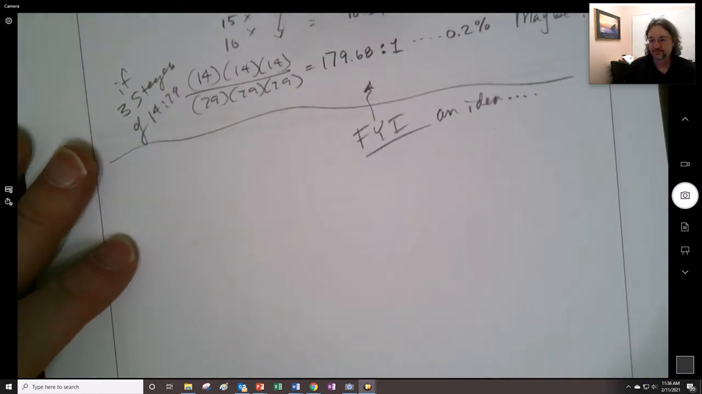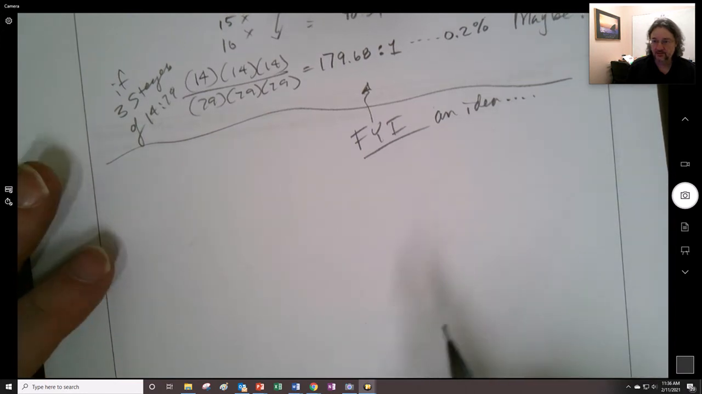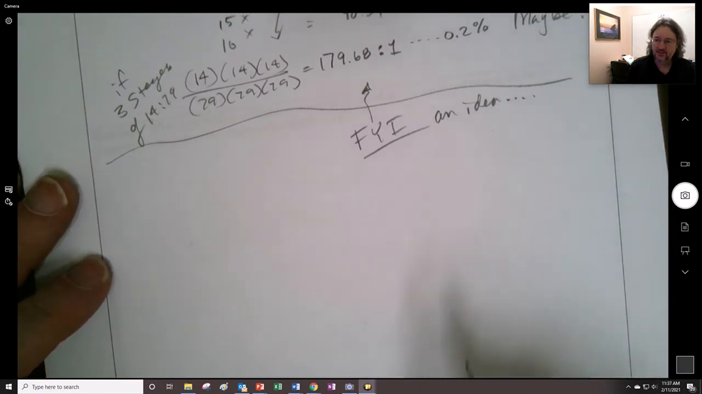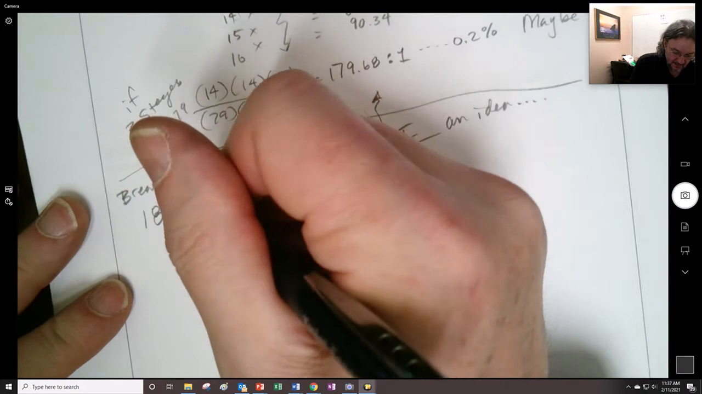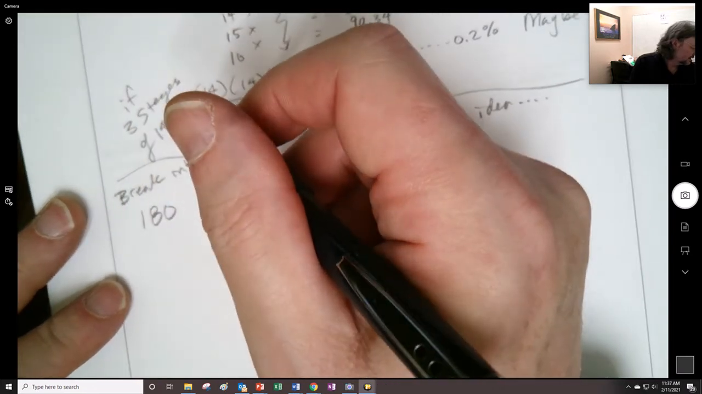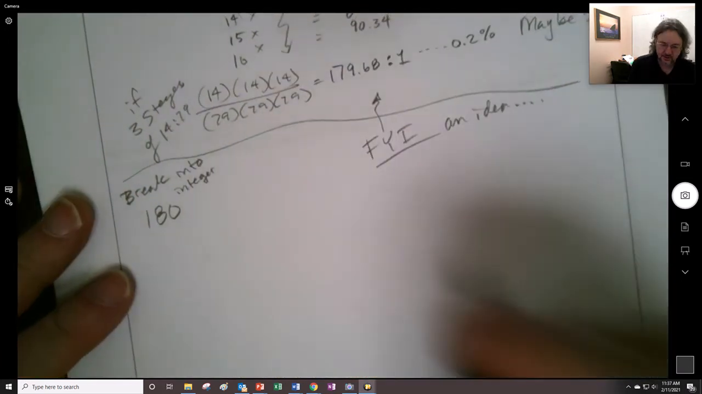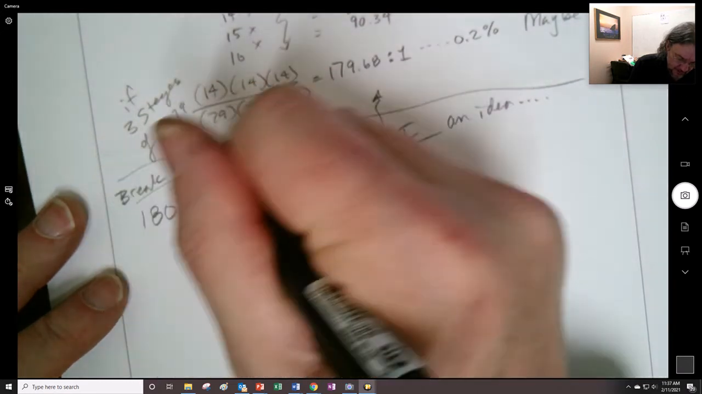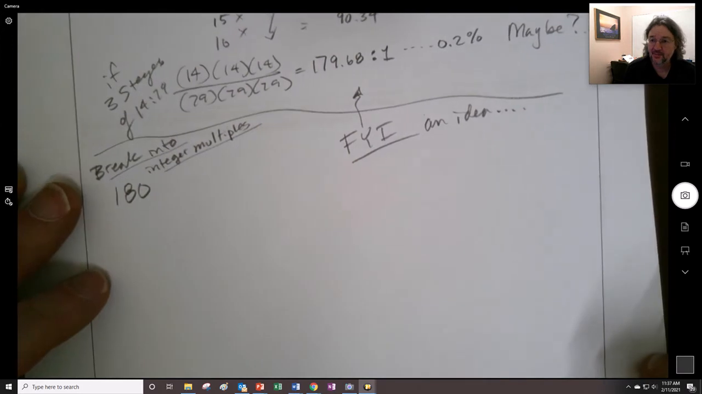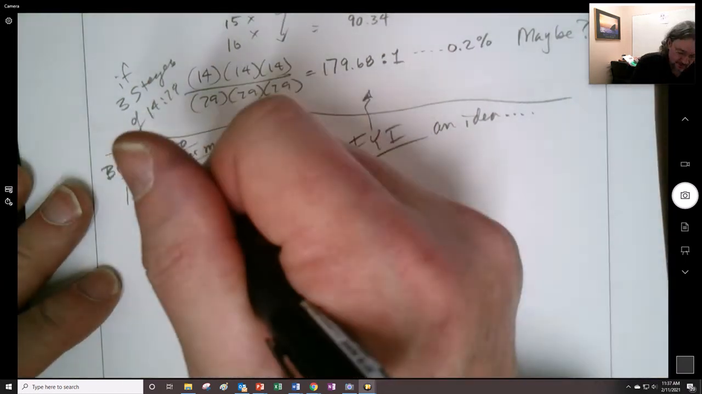Maybe a better way than just taking the cube root and then trying to find integers is to break the 180 down into integer multiples. There's a math term for this. Maybe one of you watching this video could contact me and remind me what the name is. We're not talking about common denominators, but breaking the thing into factors. I can't remember what it is, but anyway.